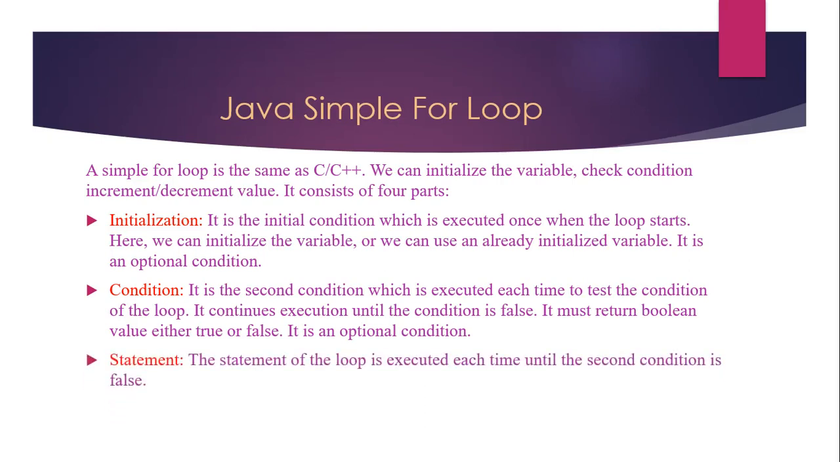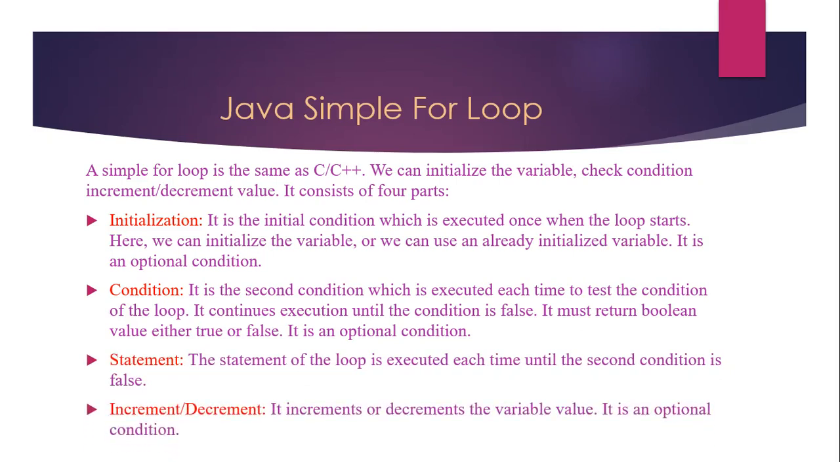Third is the statement. The statement of the loop is executed each time until the second condition is false. Fourth one is increment and decrement. It increments or decrements the variable value. It increases or decreases the variable's value. It is an optional condition.